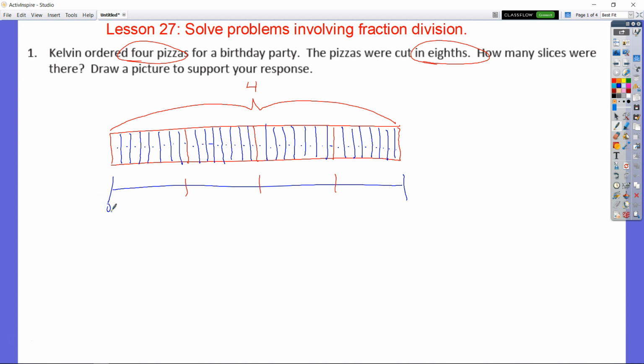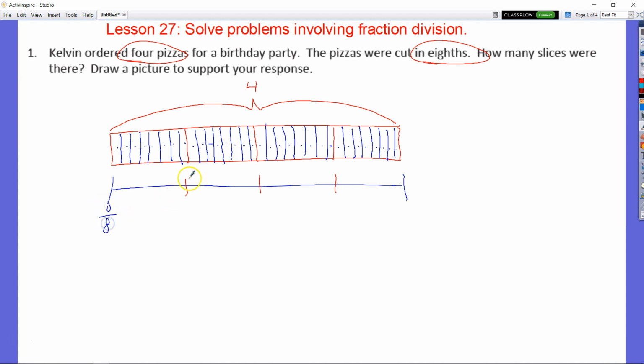We know that this would be 0 eighths. 1 whole would be 8 eighths. Skip count by 8, that would be 16 eighths for 2 wholes. We keep skip counting, that would be 24 eighths. And finally, our fourth pizza would be 32 eighths.